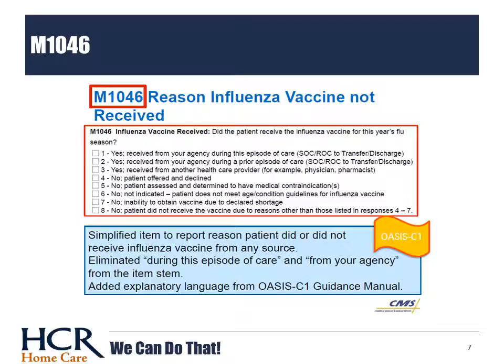Option 6 is not indicated. The patient does not meet the age condition guidelines for influenza vaccine. Age guidelines are that all individuals over the age of 6 months who do not have a contraindication receive the influenza vaccine annually. Option 7 is an inability to obtain the vaccine due to a declared shortage. And option 8, the patient did not receive the vaccine due to reasons other than those listed in responses 4 through 7.